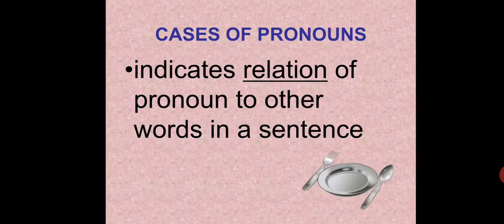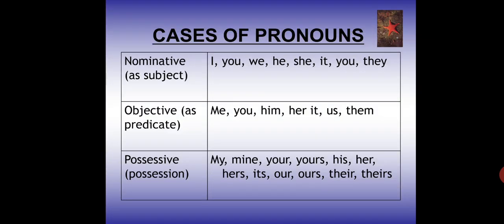Next up, cases of pronouns. So indicates the relationship of pronoun to other words in a sentence. So we have the different cases. We have the nominative case, we have the objective case, and we have the possessive case. Nominative, nasa harapan. Objective, nasa hulihan. Napakasimple. So hindi mo pala pwedeng sabihin na you and me sa umpisa. Dahil ang me, dun siya dapat sa huli. Nasa predicative part siya. So dapat you and I must fix the problem.